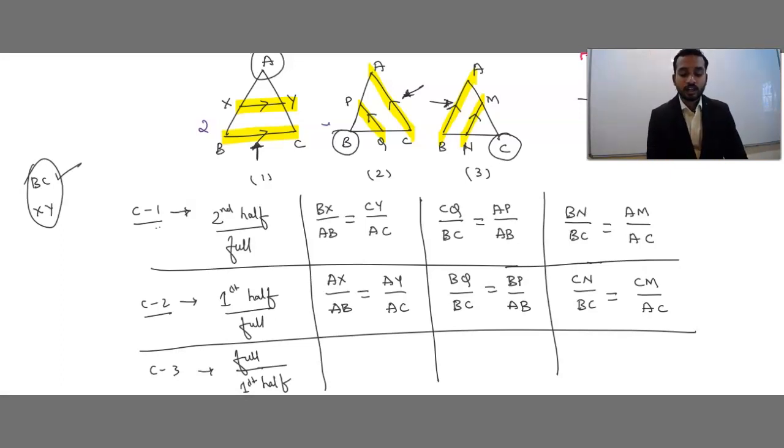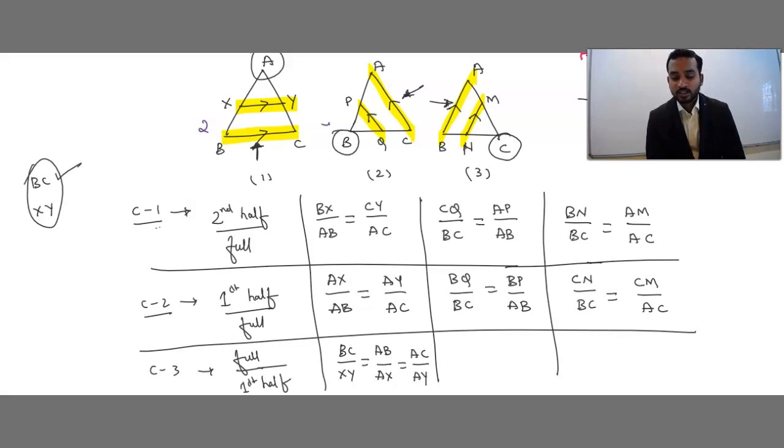What did I say? Full by first half. What is full? Let me say. Full is BC, first half is XY, equals full is AB, first half is AX. Full is AC. I have given all the 3 proportions. In that you have to choose any 2. Either you can use BC by XY is equals to AB by AX, or BC by XY is equals to AC by AY. Any of this we have to choose.